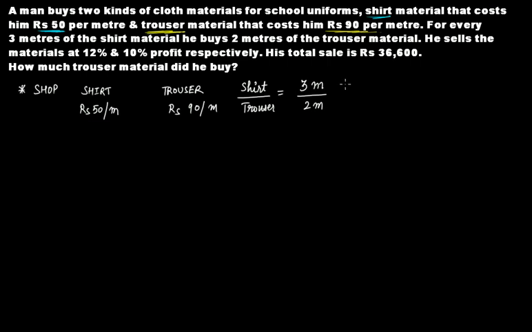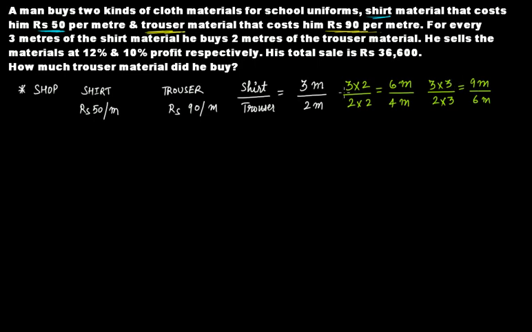It means that when you buy 3 times 2 meter of the shirt material, you buy 2 times 2 meter of the trouser material. That is, if you buy 6 meter of the shirt material, you buy 4 meter of the trouser material. When you buy 3 times 3 meter of the shirt material, you buy 2 times 3 meter of the trouser material. If you buy 9 meter of the shirt material, you buy 6 meter of the trouser material. But we don't know what exact length of both the materials you have purchased.